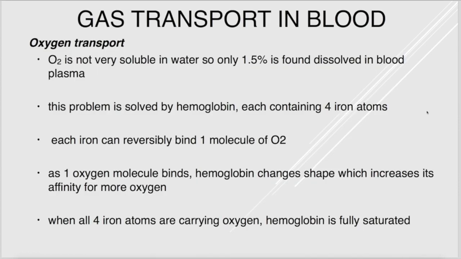So then we talked about the transport of these gases, oxygen and CO2. Oxygen is not very soluble in water, so very little is found in plasma. But this is okay because we have hemoglobin, and hemoglobin contains 4 iron atoms. Each iron atom can hold 1 molecule of O2. So that's how we solve that problem. Instead of transporting oxygen in the plasma, we just transport it via hemoglobin. When all of these iron atoms are carrying oxygen, we say that hemoglobin molecule is fully saturated with oxygen.